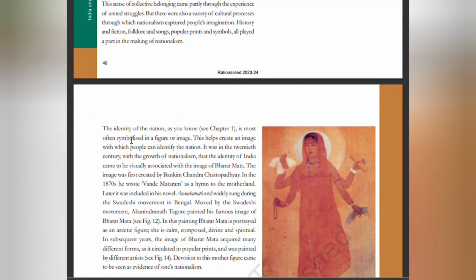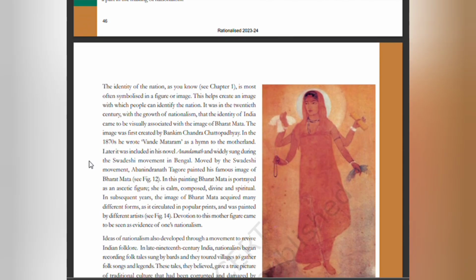The identity of a nation, as you know, is most often symbolized in a figure or image. This helps create an image with which people can identify the nation. It was in the 20th century, with the growth of nationalism, that the identity of India came to be visually associated with the image of Bharat Mata. The image was first created by Bankim Chandra Chattopadhyay in the 1870s. He wrote Vande Mataram, a hymn to the motherland. Later, it was included in the novel Anandamath and widely sung during the Swadeshi movement in Bengal.